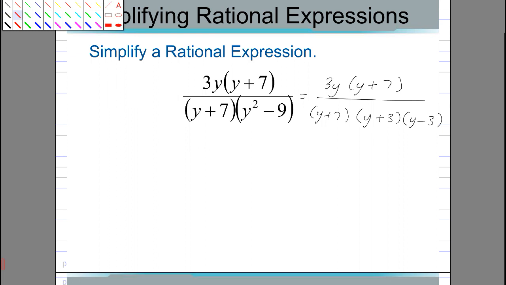Okay, now I'm going to go about canceling things. Do you see any factors that are the same? I do. I see the y plus 7. Nothing else is the same, so our answer is going to be 3y over y plus 3, y minus 3.